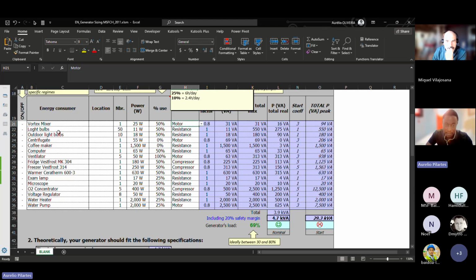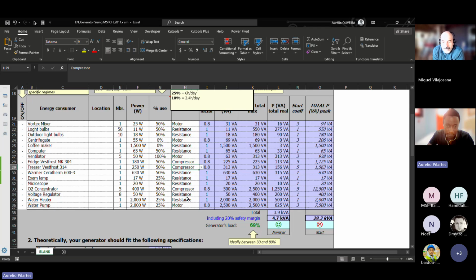Every piece of equipment with a rotative component should be a motor. Fans, for example, are motors. If you have any fans, or a vortex mixer, the mixer itself is a motor. The ventilators are motors. The water pump as well, there is a motor in your water pump. So for these devices, we put motor here. For devices that work with thermal things, like air conditioners, fridges and freezers, they are compressors. So here we put compressors.